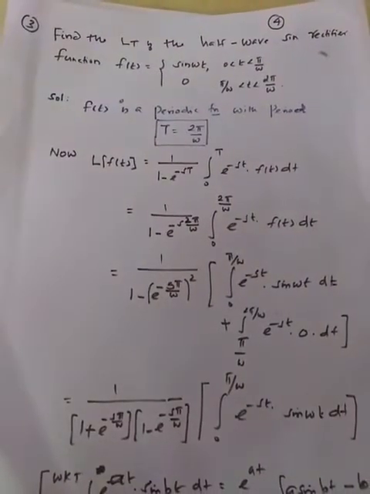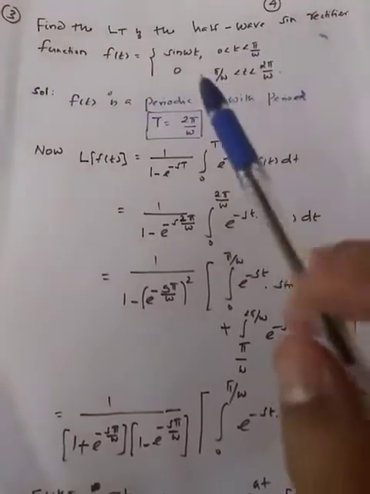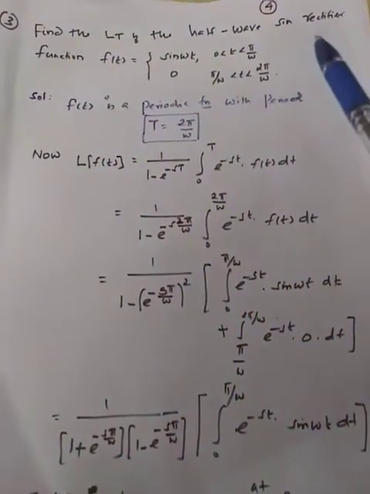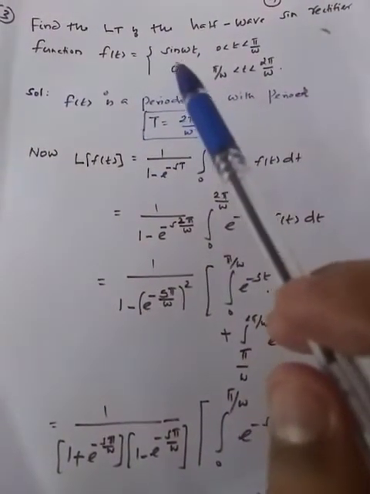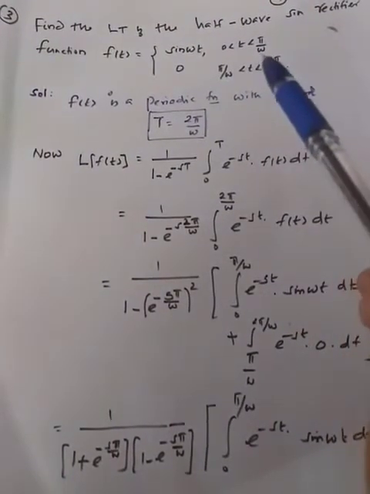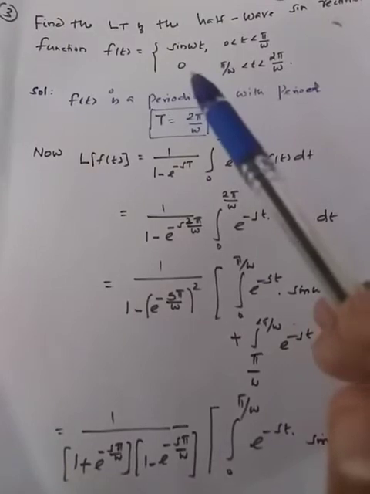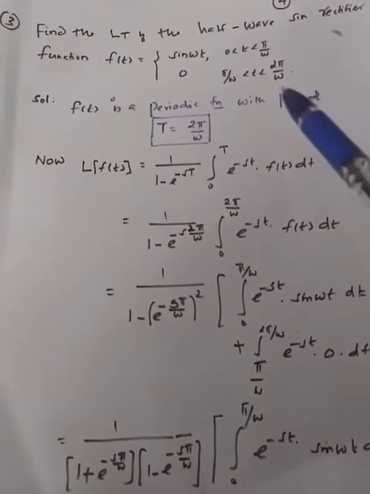Now we are going to see a third example from periodic functions. Find the Laplace transform of the half-wave sine rectifier function. f(t) is equal to sin(omega t), where t varies from 0 to pi by omega, and the second function is given as 0, where t varies from pi by omega to 2 pi by omega.